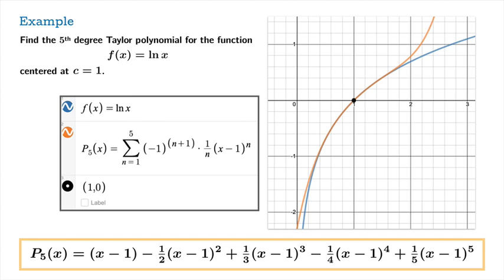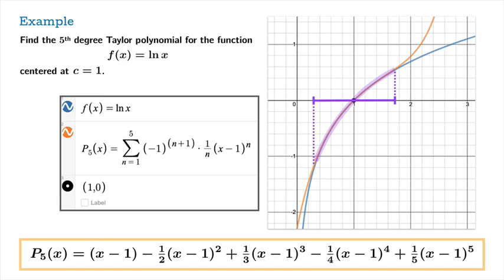But here's a comparison of the graph of the logarithm function and this 5th degree polynomial near x equals 1, or c equals 1. And we'll notice that on this interval here, there is no visual distinction, and it starts peeling away beyond that. But this does a pretty good job over this interval.